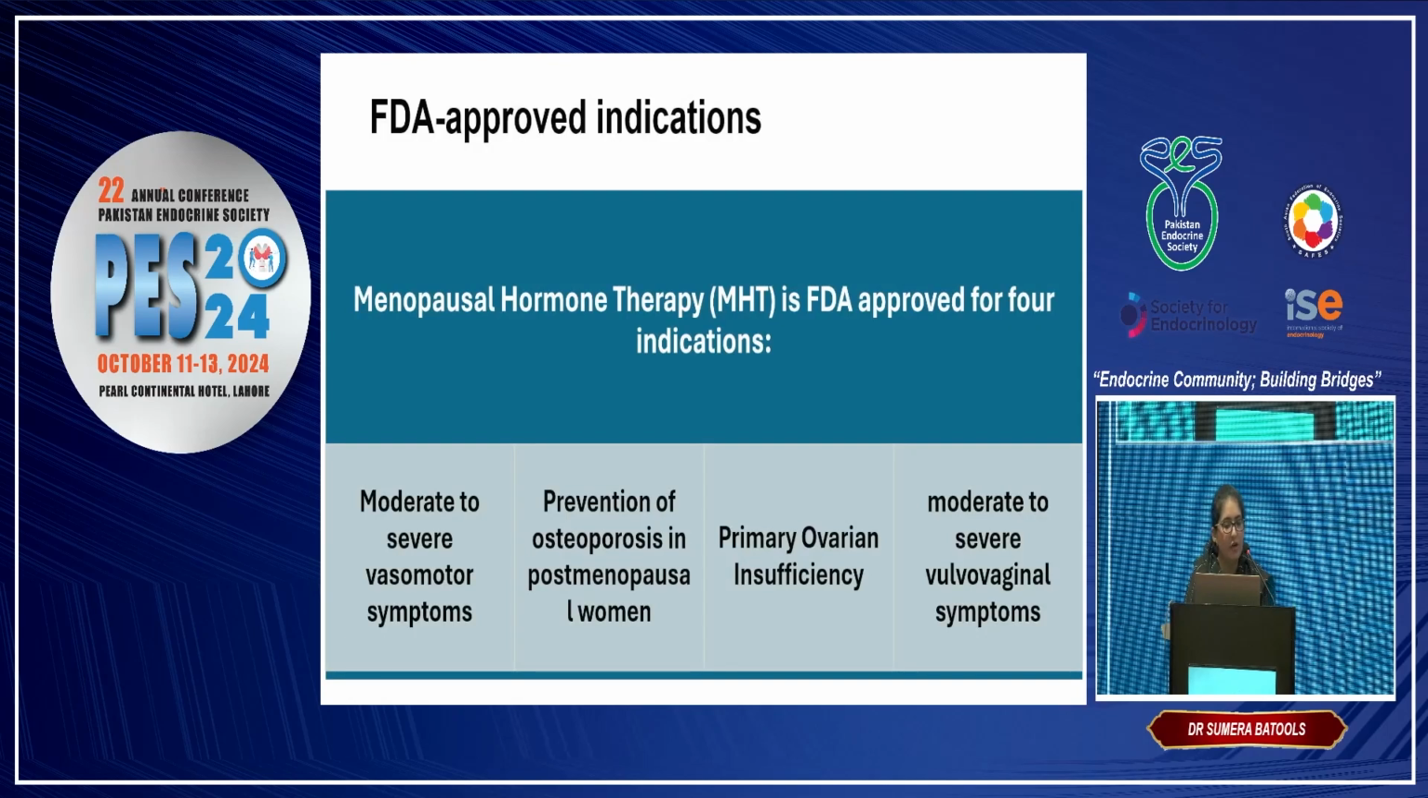There are 4 indications of hormone therapy which are approved by the FDA. The first one is moderate to severe vasomotor symptoms. Second is prevention of osteoporosis in a post-menopausal woman. Third is primary ovarian insufficiency. And fourth is moderate to severe vulvovaginal symptoms.